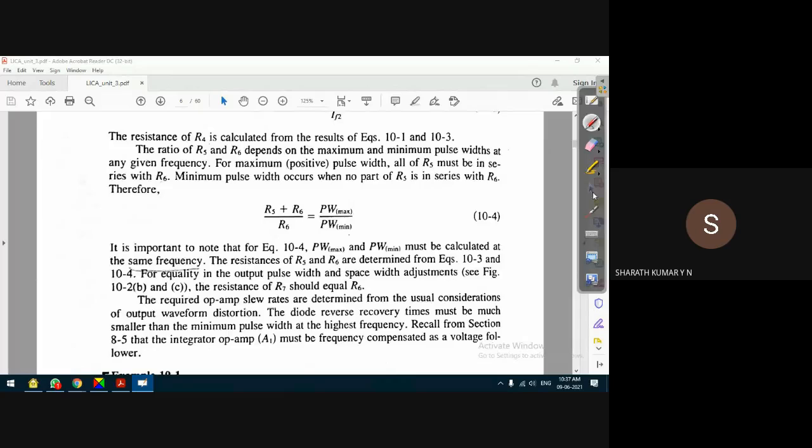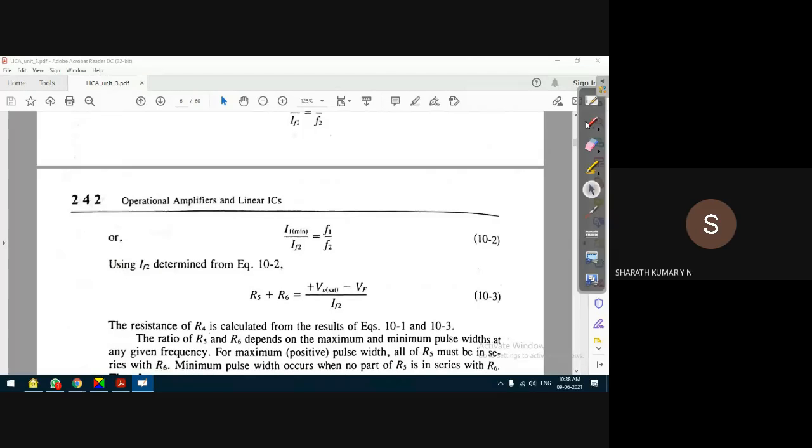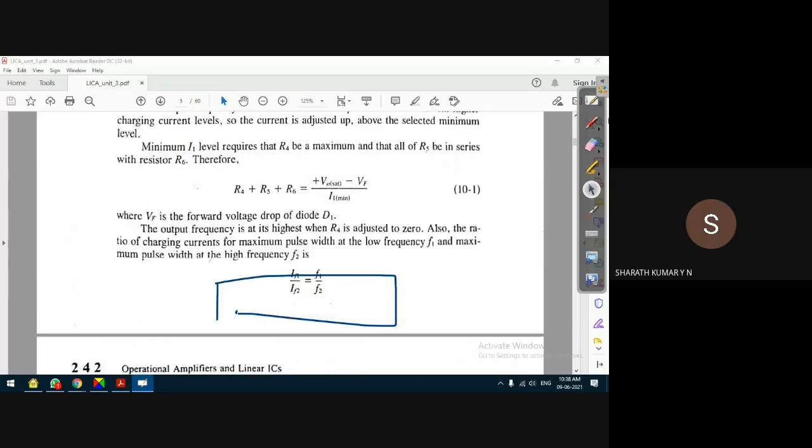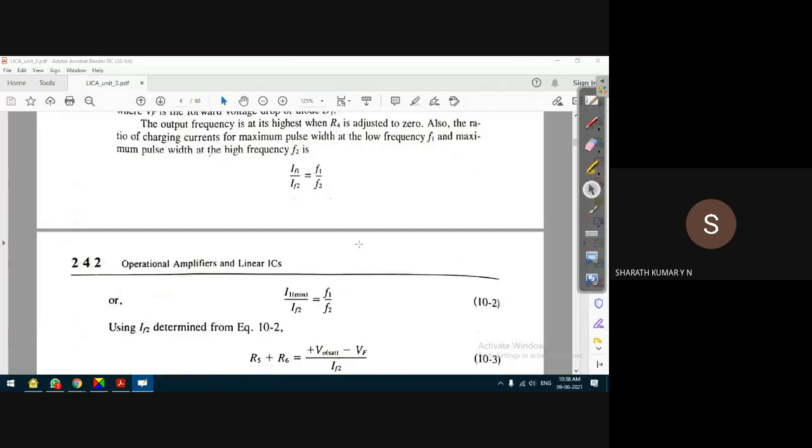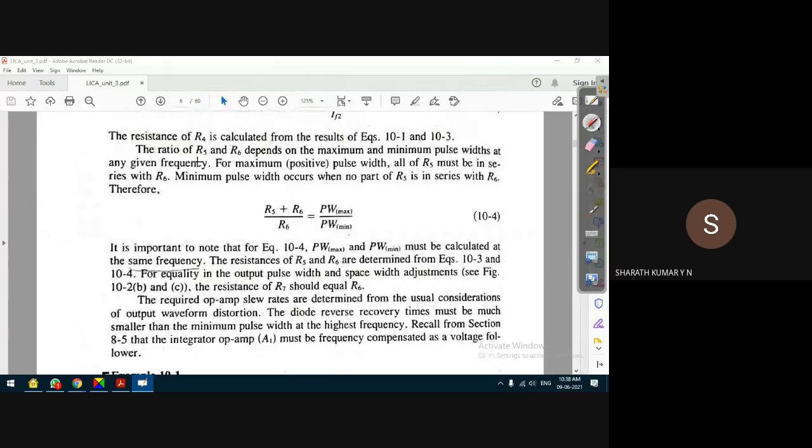So we get two equations and one unknown. This is one equation, and the other equation is this one. So the unknown is R4. We can find out the value of resistance R4. It is nothing but a potentiometer. We get the value of the potentiometer.